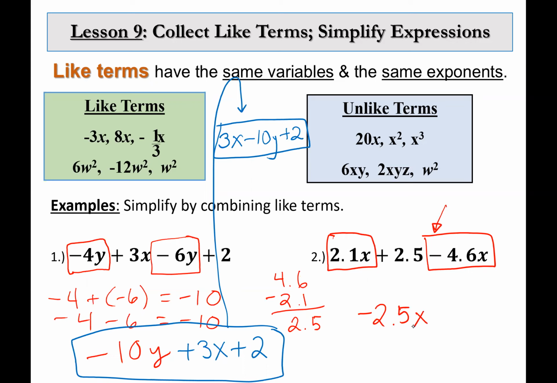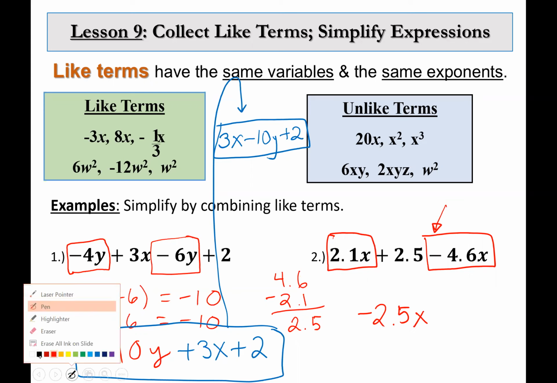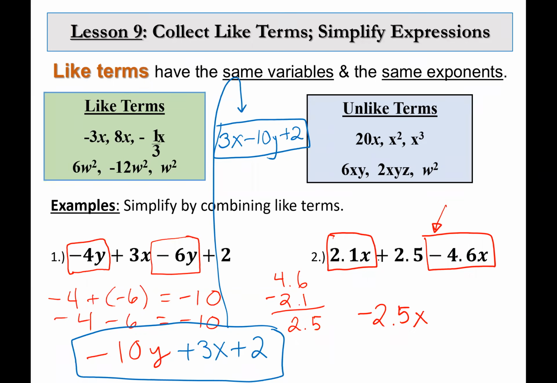But again, if you use your calculator, then that's fine too. 2.1 minus 4.6, you'd get negative 2.5. You just need to know to bring the x down with it. And then the only other term left in the problem is just this plus 2.5. So I'll just copy that down. And that's it. So my final answer is negative 2.5x plus 2.5. Those are not like terms. Even though they both have a 2.5, that doesn't matter. What we need to look at is, do they have the same variables and the same exponents? They definitely do not have the same variables because the first term has an x and the second one does not. So we're done.